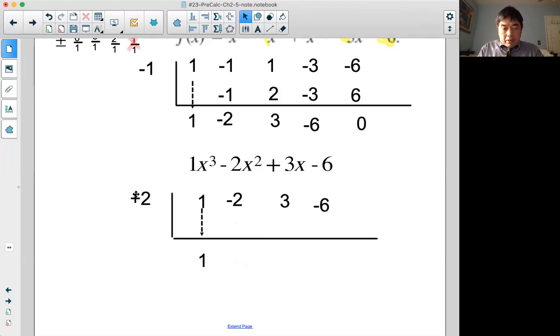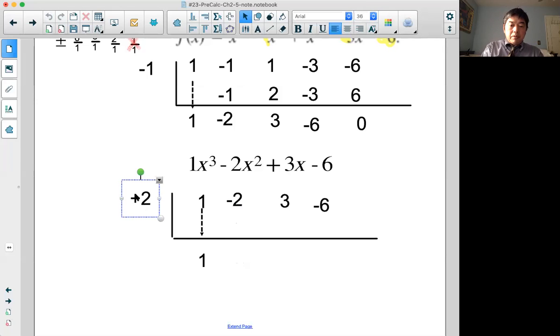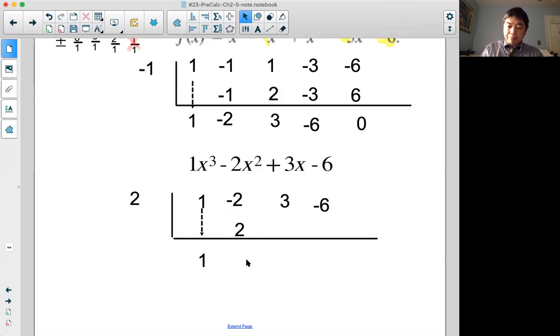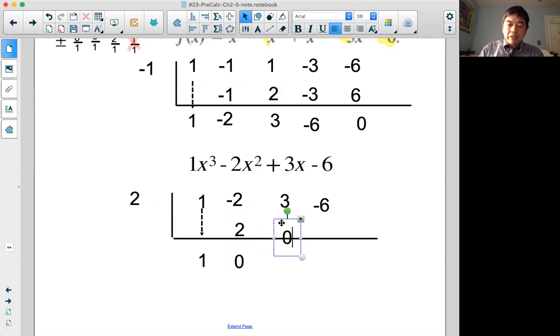Okay, 2 times 1 is 2. You add, it's going to be 0. 0 times 2 is 0. 3 comes down. 2 times 3 is 6, positive 6, then I add and 0. So this is another possibility I found.